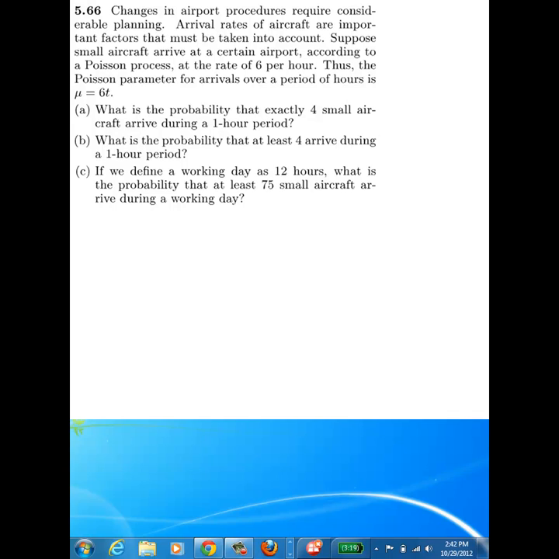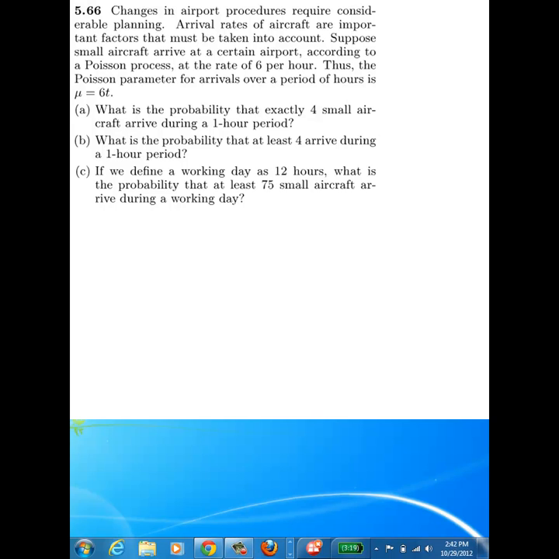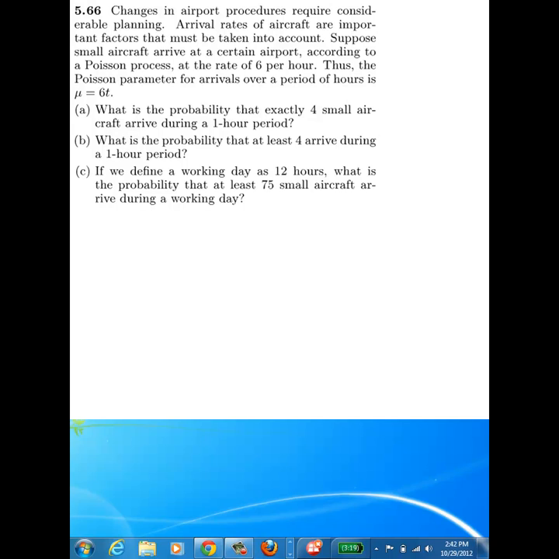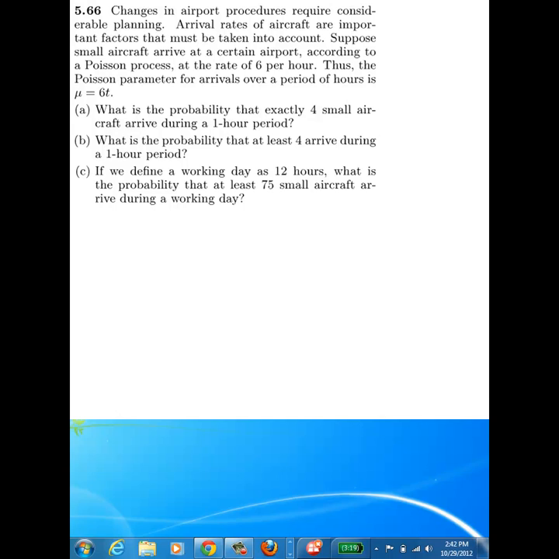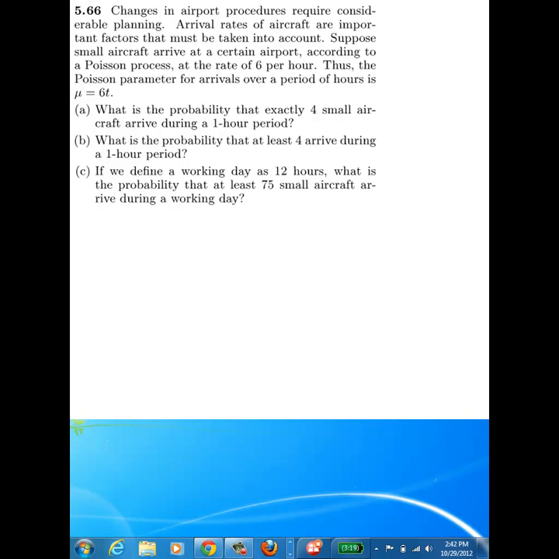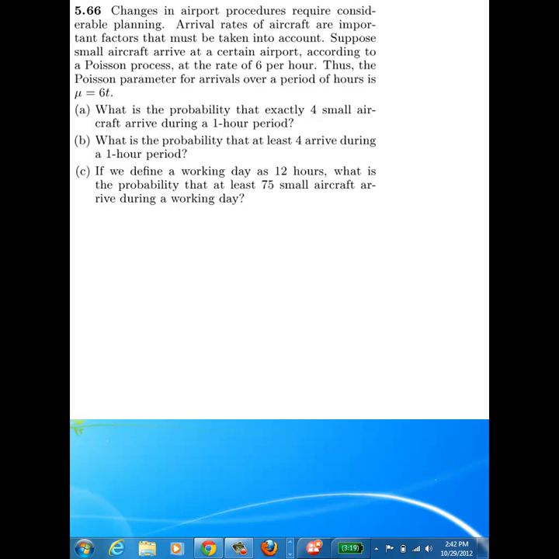What is the meaning of that rate? Does that mean something about the Poisson? That's the mean, correct. It's the mean of the Poisson. It's 6 arrivals per hour. Thus, the Poisson parameter for arrivals over a period of an hour is mu equals 6. So that 6 is the value of lambda, or mu, which is the mean. So the first question is, what is the probability that exactly 4 small airplanes arrive during a period of 1 hour?